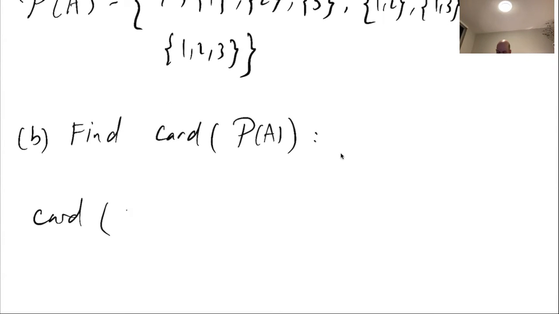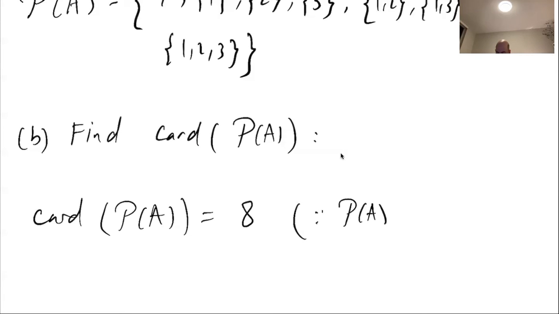The cardinality of P of A is equal to 8, because P of A has 8 elements.